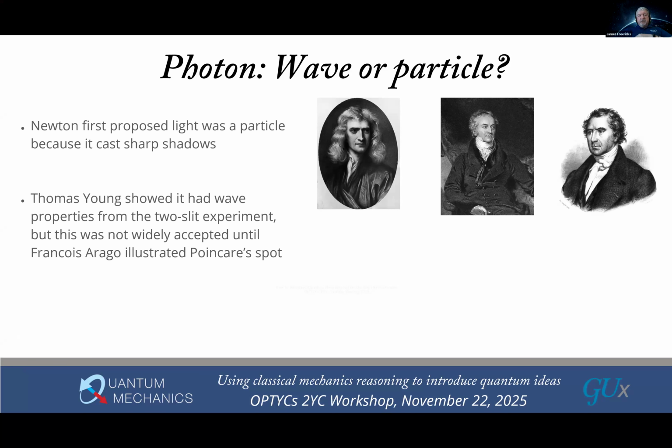So it wasn't until the 1800s that Thomas Young showed it had wave properties. And even though I think it was Fresnel who came up with a theory that properly described it, Poincaré was vehemently opposed to this, and Poincaré figured out that if it's a wave, if you shine light on a disk, in the middle of the shadow you'll see a bright spot. But if it's particles, you won't. And François Arago did the experiment, saw the bright spot, and that's what brought in the wave theory.